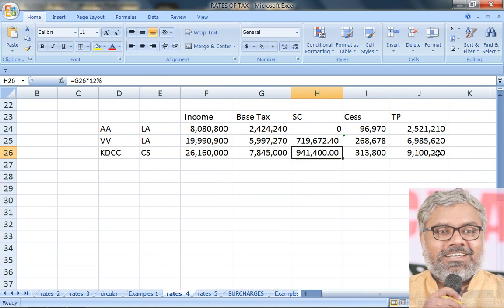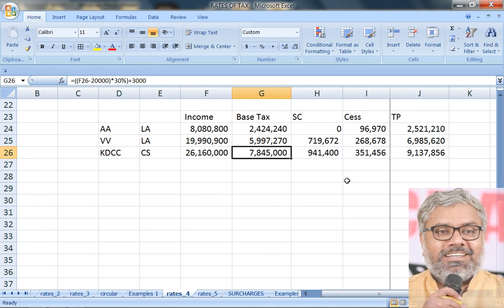So how much will be the surcharge here? Whatever the base tax is, on that 12% surcharge will be applicable in case of a cooperative society earning a total income of more than 1 crore, which is the case here. So 12% should be calculated on income tax, not on income. So on income tax, how much is the surcharge here? That is 9,41,400.